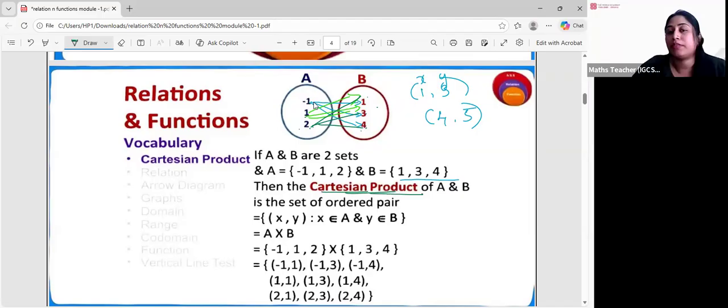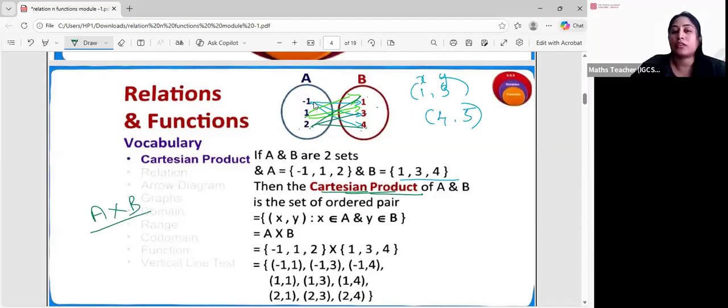So you got to know the definition of Cartesian product. The Cartesian product is nothing but the set of all ordered pairs from the sets A and B. Listen here, we have the sets A and B, and that is nothing but A cross B.